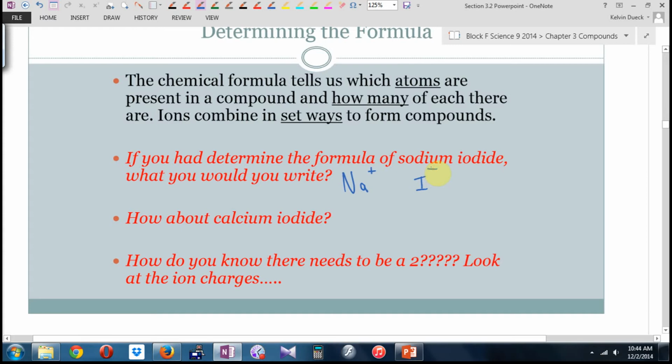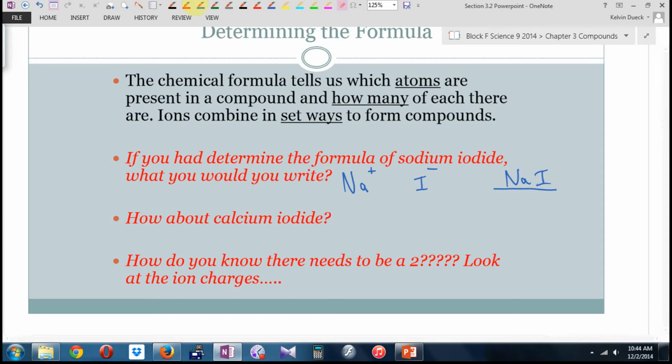Do those cancel each other out? A plus and a minus? Then I only need one of each. The formula would be NaI. Really, it's Na1I1, but you've been in math long enough to know that if I'm just writing ones, we don't bother writing them anymore. So I'm going to erase the ones. We only put the numbers there if it doesn't work out to 1.